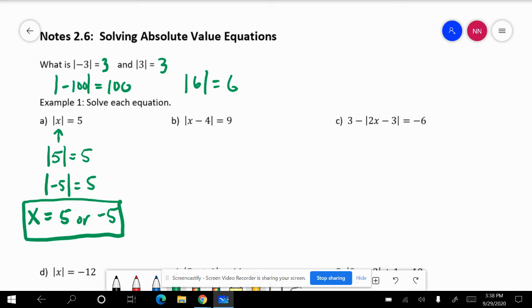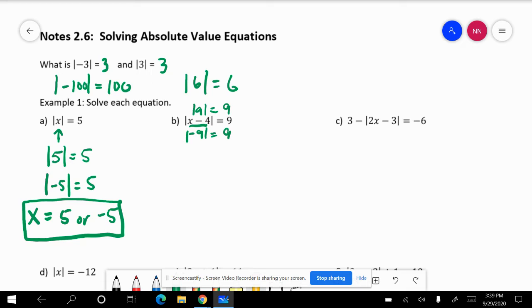Now that seems pretty obvious, but when we get into a more difficult equation, similar to b, the absolute value of x minus 4 is equal to 9, we have to wonder, well, the x minus 4 could be equal to 9, or it could be equal to -9. Because if it was equal to 9, we know the absolute value of 9 is 9. And if it was equal to -9, we know that the absolute value of -9 is also 9.